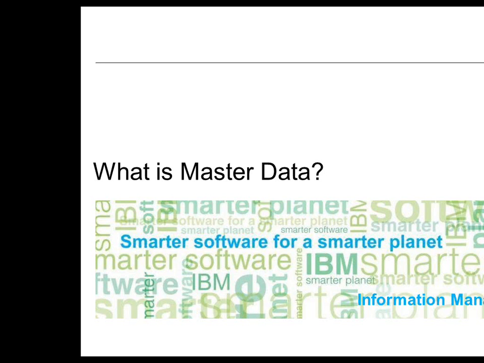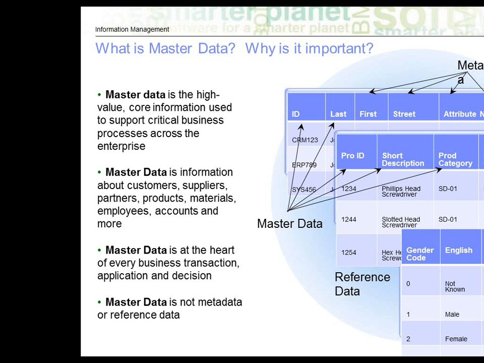So for example, in this slide, the structure such as the ID, the last name, first name, or the product ID, the short description, and so on, represents the metadata, whereas the gender table, where you might have gender values for your enterprise across various languages or in various codes, can be stored such that male, irrespective of the language where it's spoken, or the code that is used, can always be represented by a central code and can be used across the enterprise.